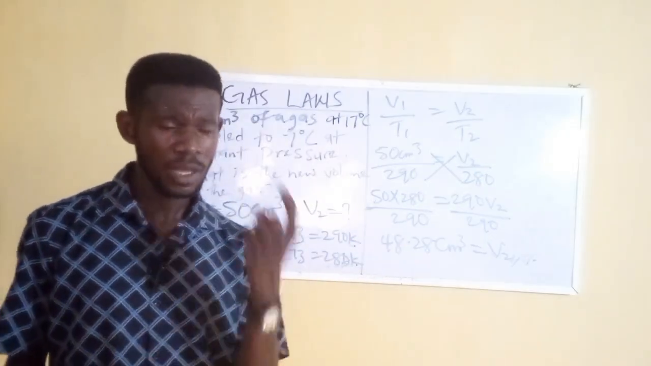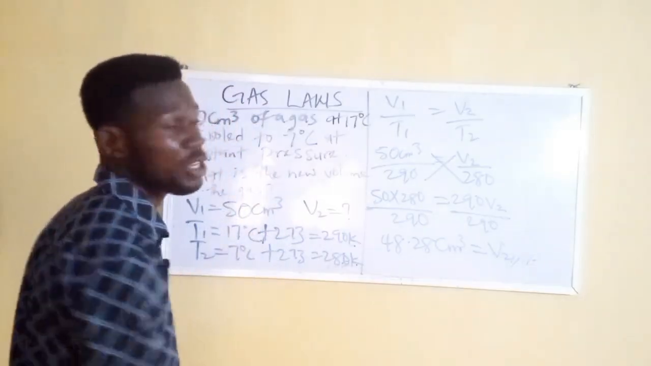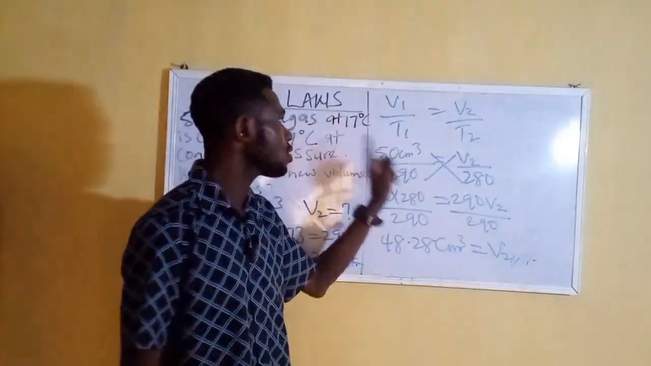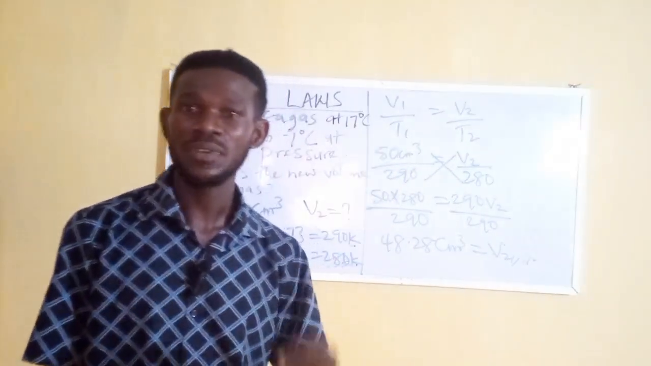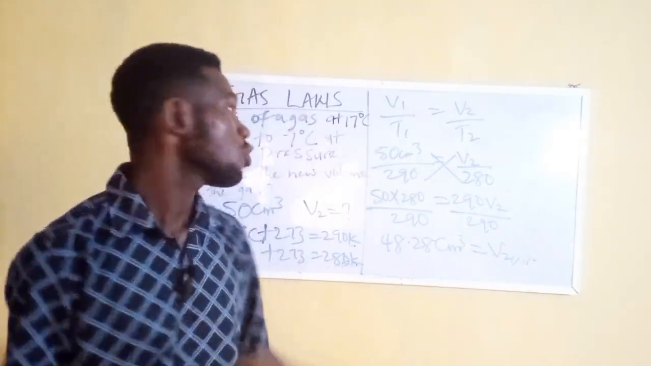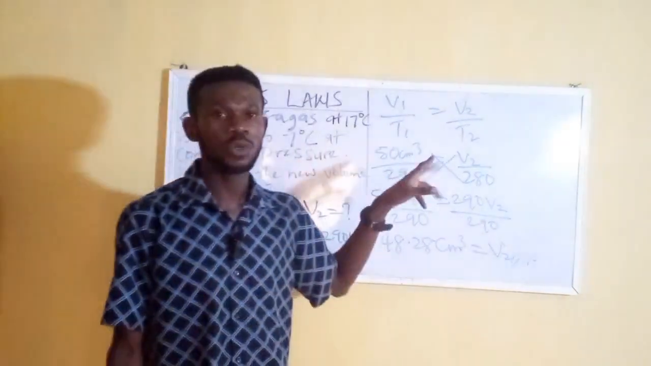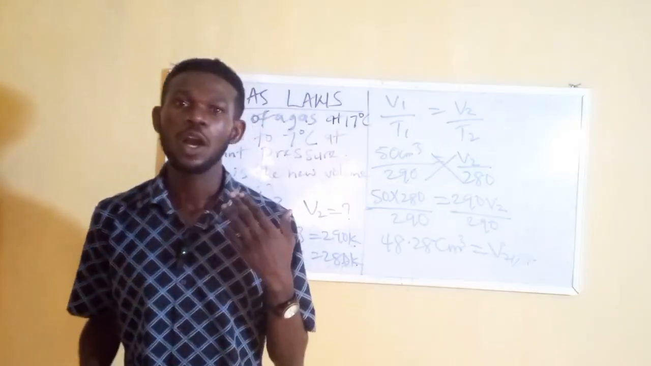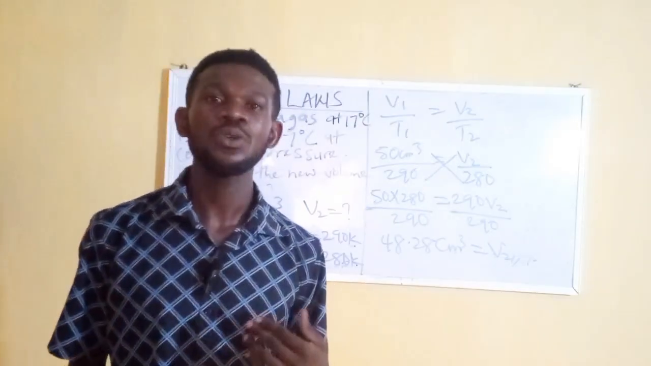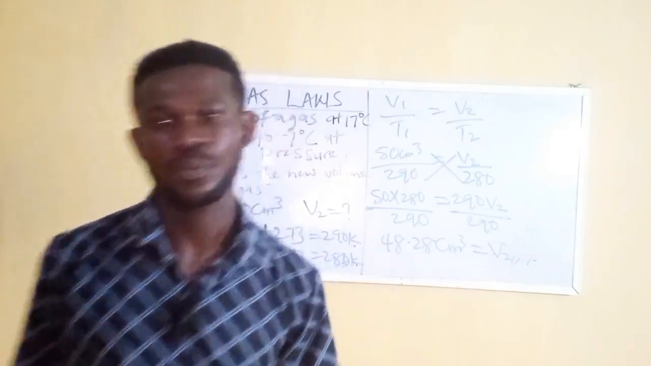As far as you have volume and temperature given and the pressure is constant, please know that the formula you have to apply is V1 over T1 equals V2 over T2. As far as the pressure does not change, you are working with the gas equation, which is V1 over T1 equals V2 over T2. Now we have stated this, let us proceed to the next one, which is Boyle's law.